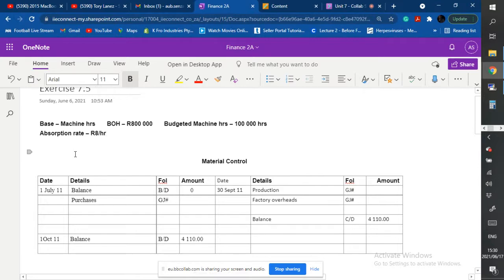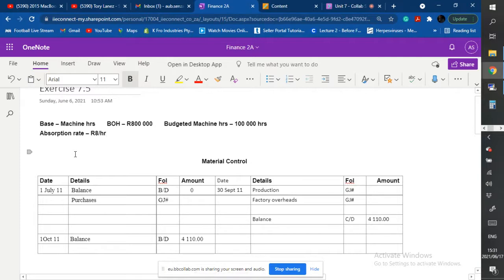Then the last thing they let us know is that over and under applied overheads are written off to cost of sales. Okay, right. And then under the required, they're asking us to complete the missing figures in the following accounts in the ledger of Goodwood Company.